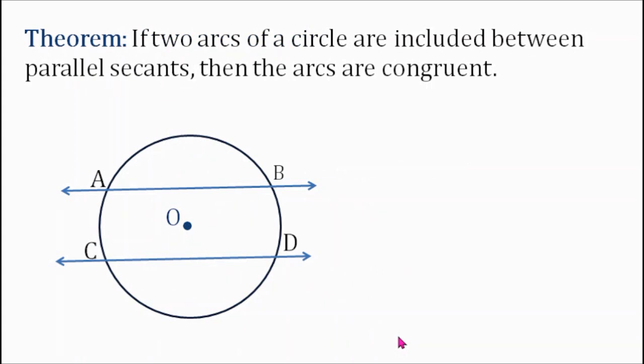Here is another theorem. If two arcs of a circle are included between parallel secants, then the arcs are congruent. So here we have two parallel secants, secant AB and secant CD. Since the two secants are parallel, that means arc AC is congruent to arc BD.